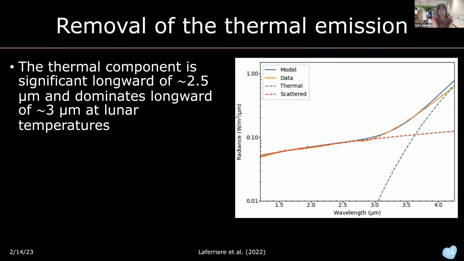Removal of the thermal emission is really important around this 3 micron band and has been shown to be quite difficult for M cubed. Luckily, we didn't have that same level of a problem because our spectrometer goes out to about 4.5 microns. This is just an example of the data showing that even at some cooler temperatures on the moon, the thermal component is still really important and can strongly affect the data past 3 microns. And so even at higher temperatures, closer to that 390, 400 Kelvin, it's pretty significant longwards of 2.5, so affecting the 3 micron band.